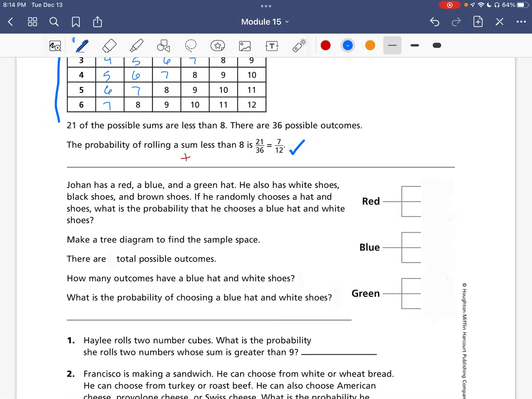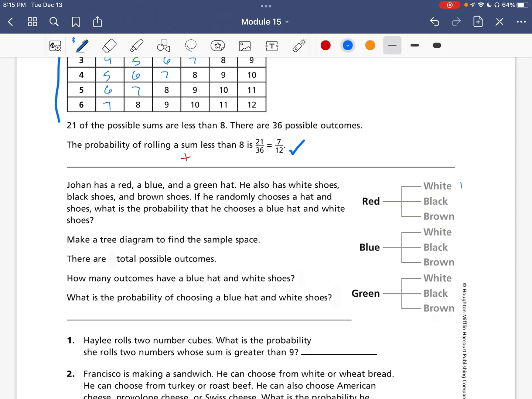All right. Johan has a red, a blue, and a green hat. He also has white shoes, black shoes, and brown shoes. If he randomly chooses a hat and shoes, what is the probability that he chooses a blue hat and white shoes? So what they're recommending is they make a tree diagram. So for example, with his red hat, he can have white, black, or brown shoes. And then similarly with his blue, he can have white, black, or brown shoes. And with his green, white, black, or brown shoes.